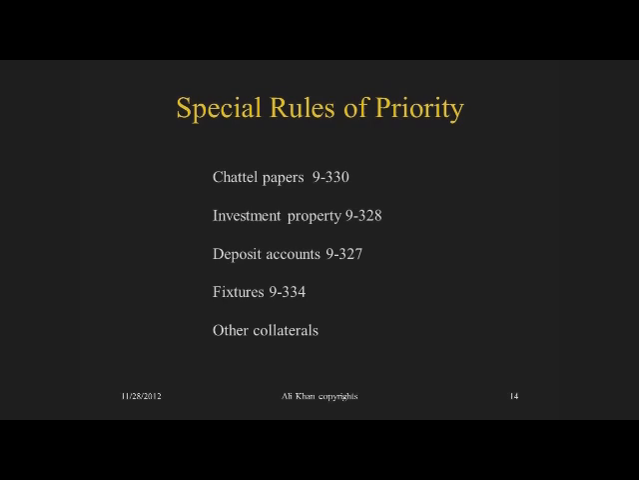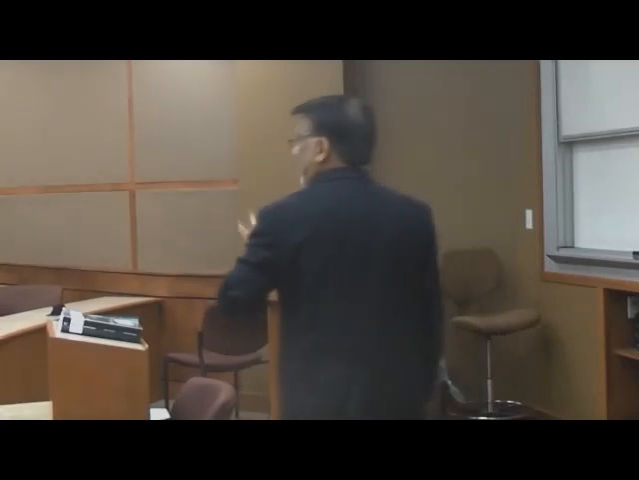So because 9-330 is a specific rule dealing with chattel papers, you're going to use 9-330 if you're sorting out security interest in chattel papers. And you're not going to go to 9-322, which is the general rule. So this is a big preparation point, that whether the collateral has a specific section in Article 9.